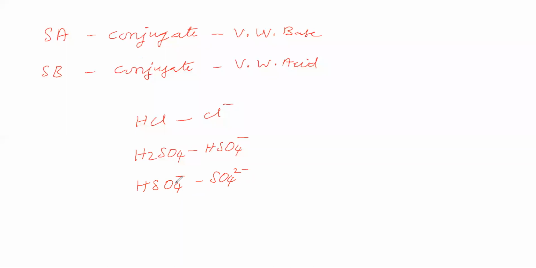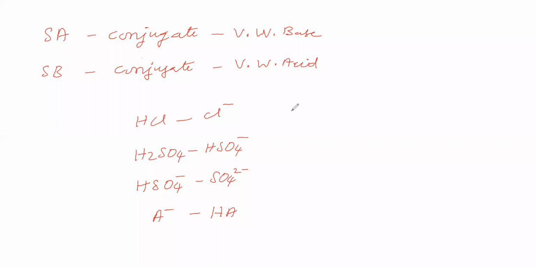Now, A minus, its conjugate is what? You are given A minus as the species, and its conjugate is asked. What is the formula? You will say HA is the conjugate. So conjugate, in the sense, you say the difference is 1 H plus.